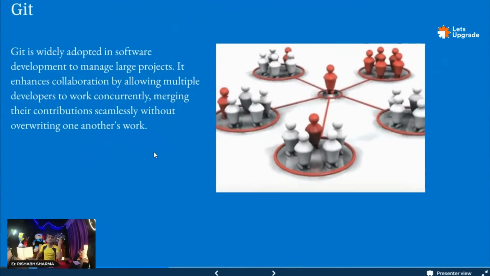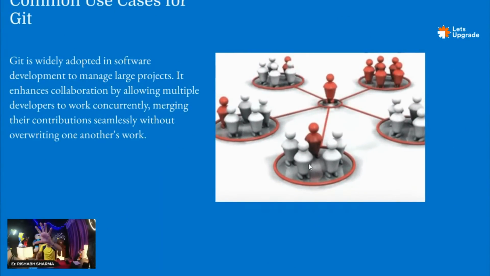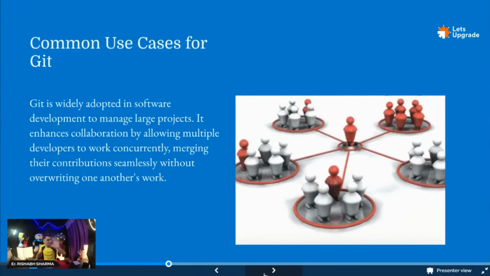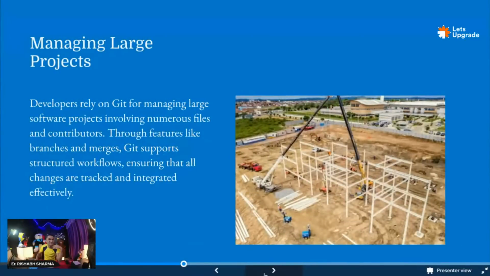Common use cases of Git. See, this is the same diagram which I have made. Git is widely adopted in software development to manage large projects. It enhances collaboration by allowing multiple developers to work concurrently and merging their contributions seamlessly without overwriting anyone else's work. Perfect. We have already studied all of this, we know all of this. Managing large projects, exactly.